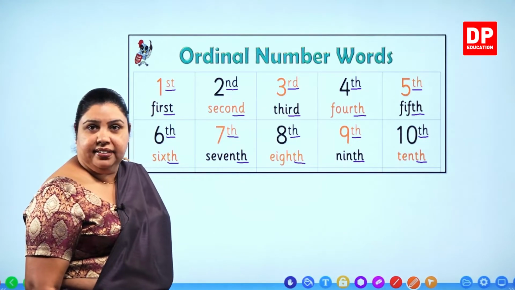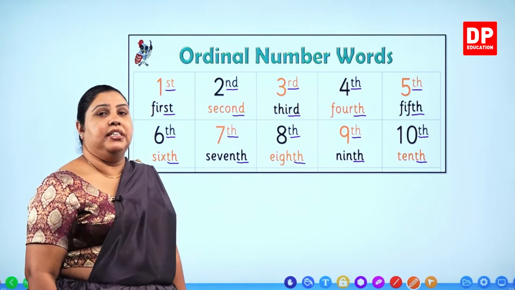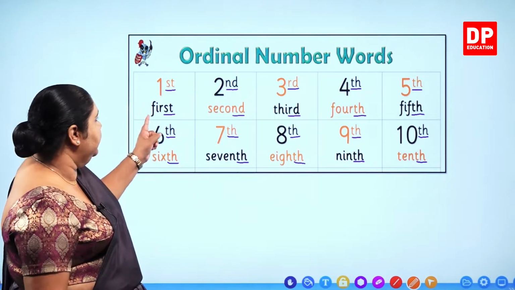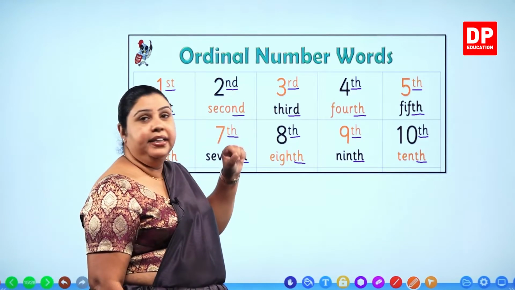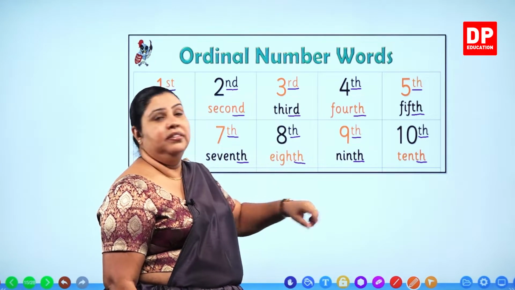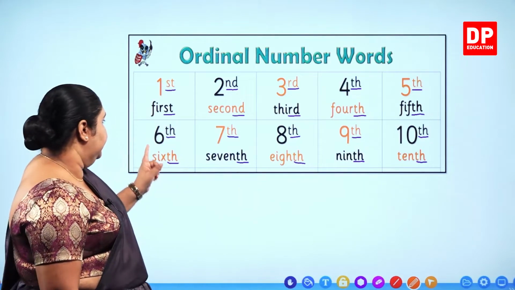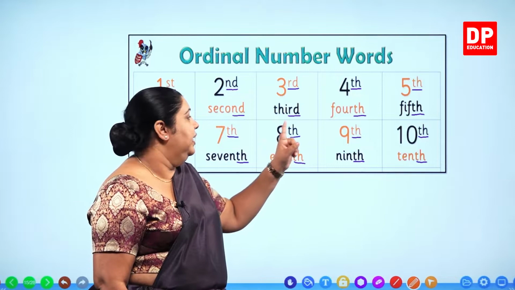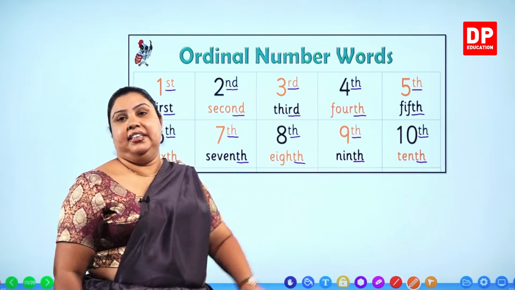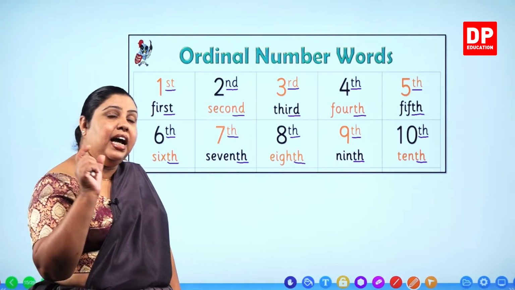That is 10th. So how do we say it? Once again, shall we read? First, second, third, fourth, fifth, sixth, seventh, eighth, ninth, and 10th. Now you must be hearing the last sound.